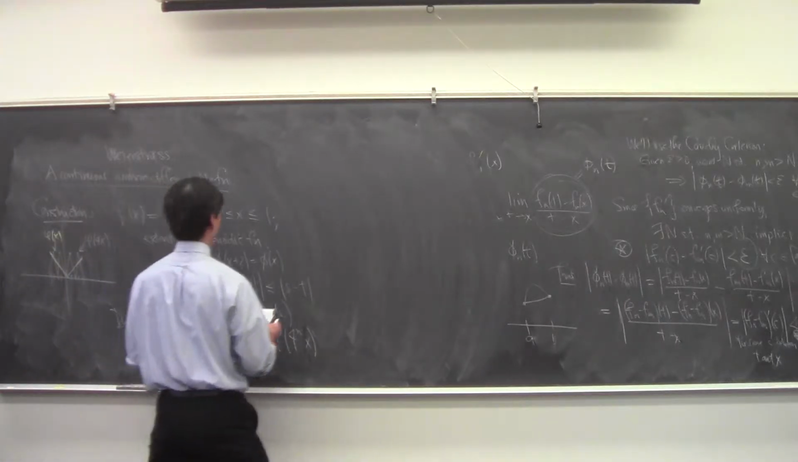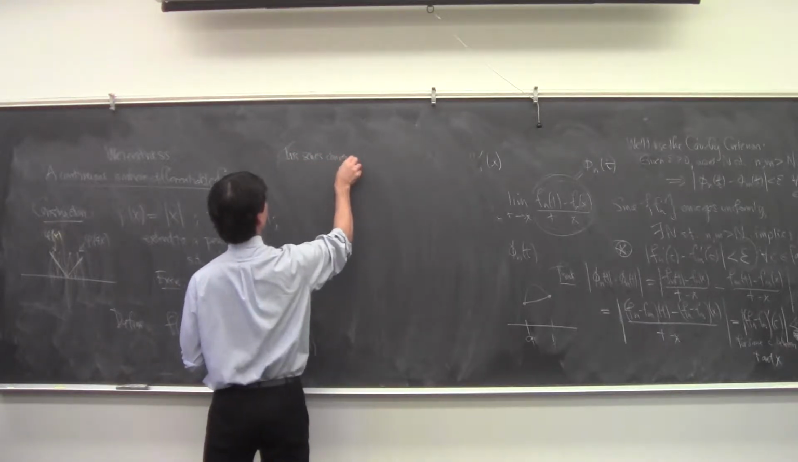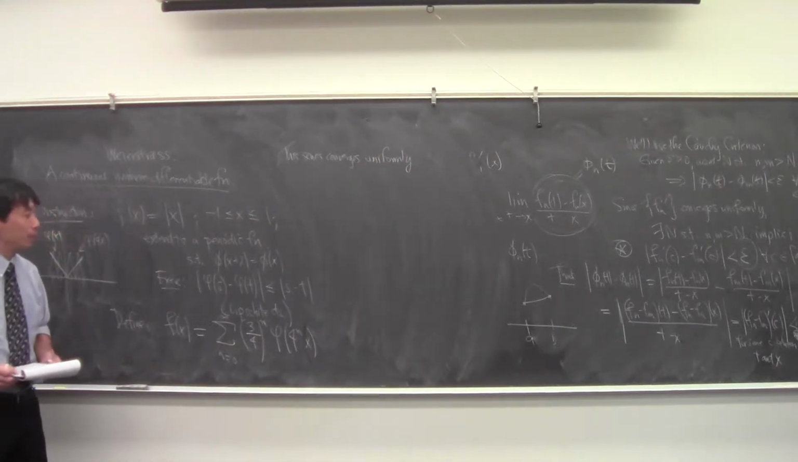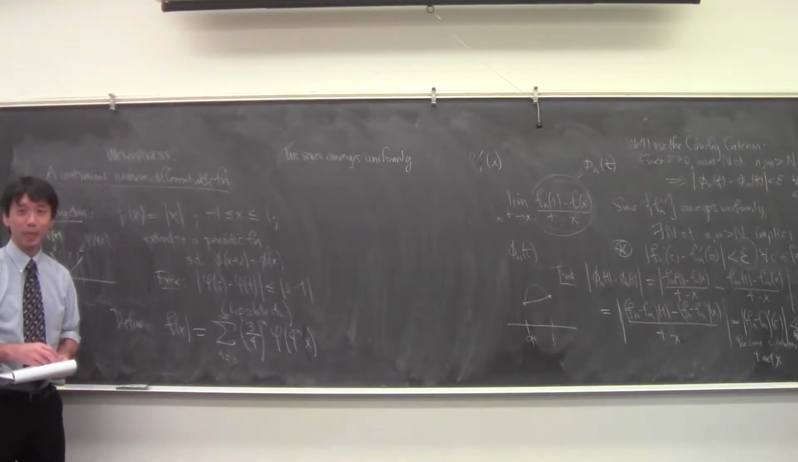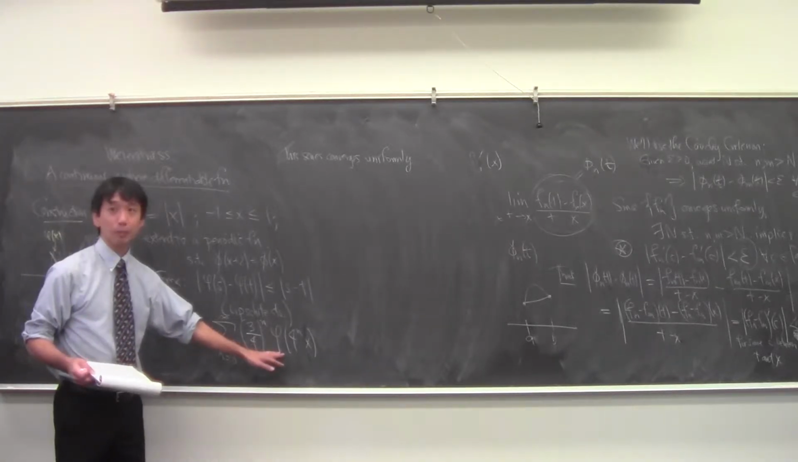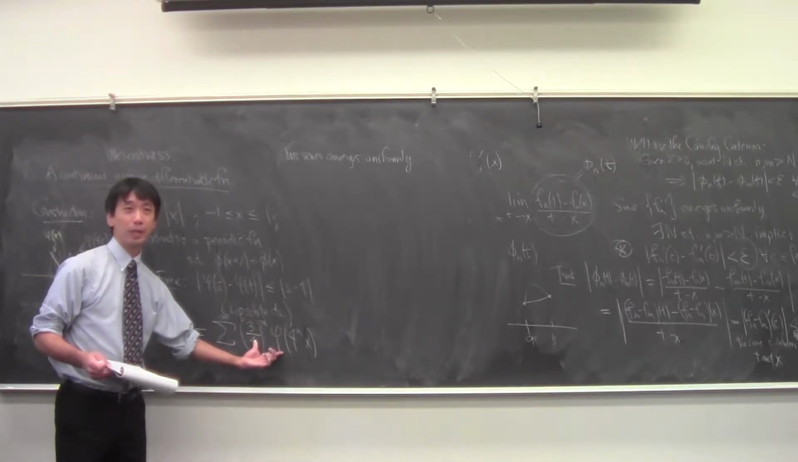Okay, now this series converges uniformly. Why does it converge uniformly? Can anyone tell me the name of a test that we have that deals with the convergence of series? Weierstrass test, right? What does it tell us? It says that if you have a bunch of functions, and they're all bounded by some constants, and the sum of those constants converges, then your series converges uniformly.